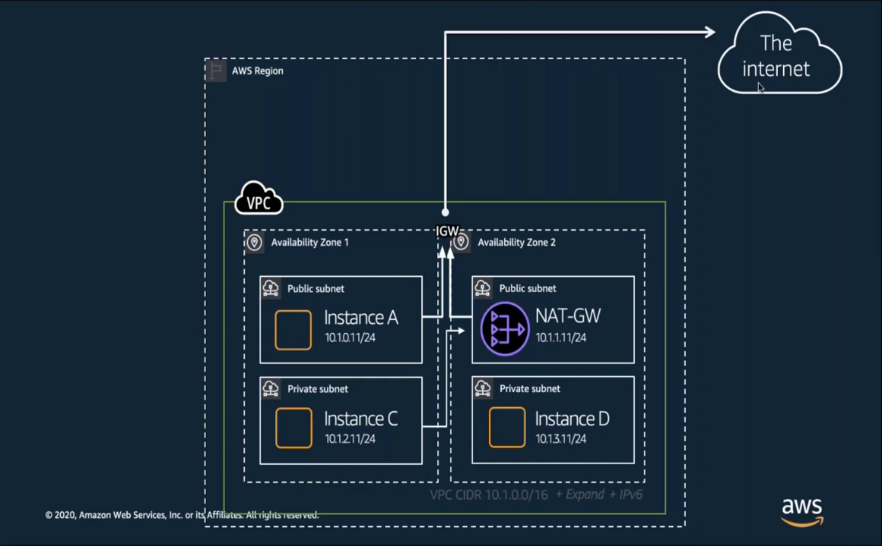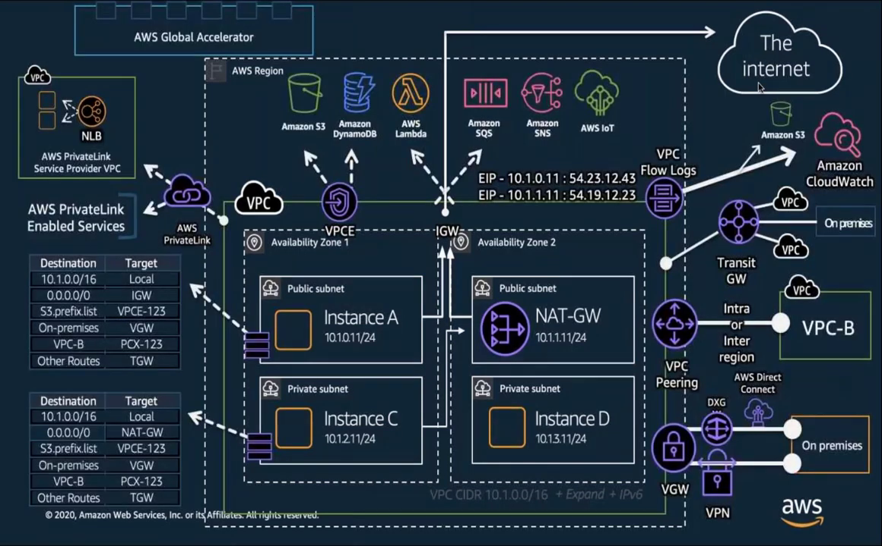Here, in a very simple example, we have a few instances inside our VPC. They all have IP addresses. We have a NAT gateway, and we have a communication path from inside that VPC to the internet. That's a very simple setup, but it can very quickly get a lot more complicated.